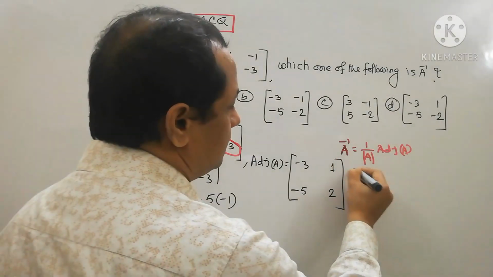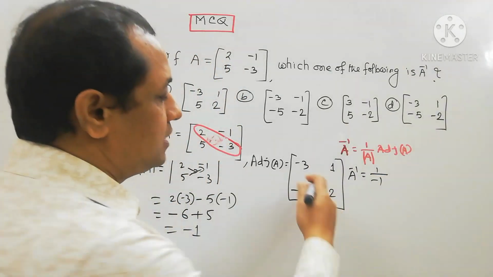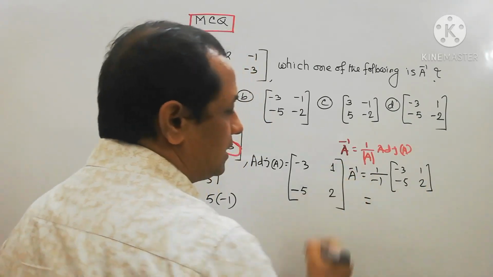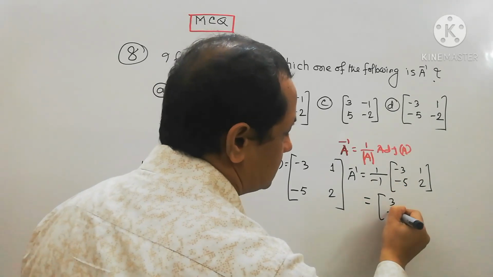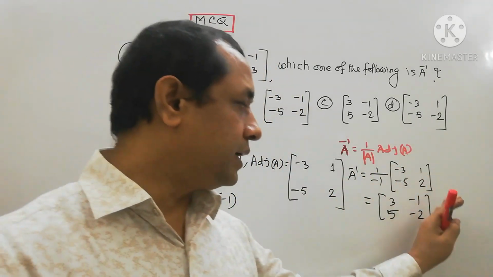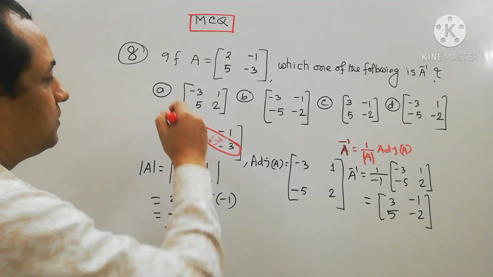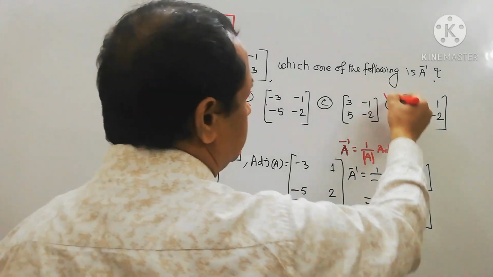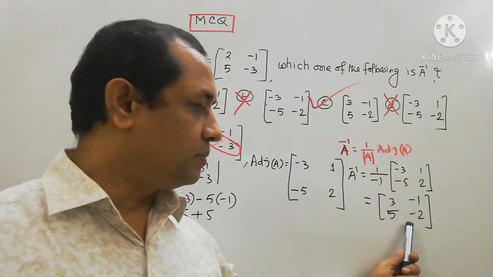Now student, A inverse equals 1 by the determinant A, which is minus 1, times the adjoint matrix minus 3, minus 5, 1 and 2. Now multiplying by minus, minus minus becomes plus, so we have 3, 5 and minus 1, minus 2. So student, option A is not acceptable, option B not acceptable, option D is not acceptable. So the result will be option C, 3, 5, minus 1, minus 2.